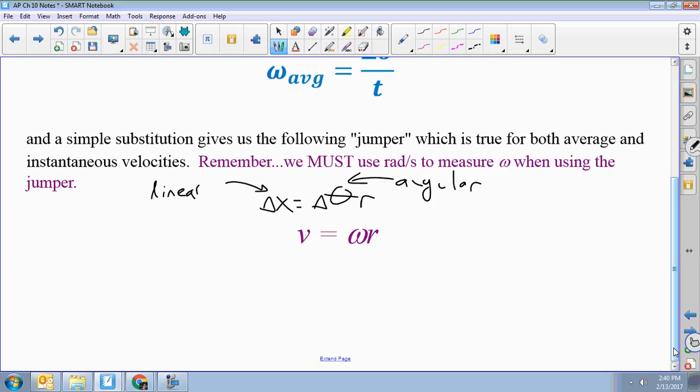So that was the next thing I was going to talk about. You can measure it in radians per second, or degrees per second, or rotations per second. But usually it's understood to be radians per second.